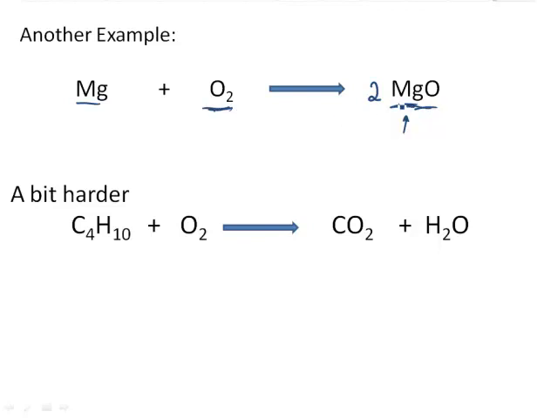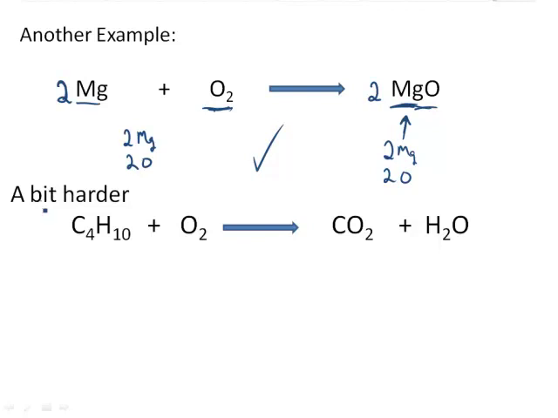But now the magnesiums are not balanced. You unbalance the magnesium while balancing the oxygen. So we now have 2 magnesiums on the right, and we solve that by putting a 2 in front of the magnesium on the left. And now we have 2 magnesiums and 2 oxygens here, and here we have 2 magnesiums and 2 oxygens. So that's balanced. Let's look at a slightly harder example.